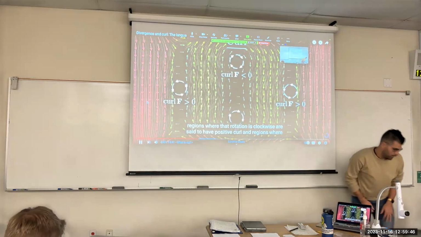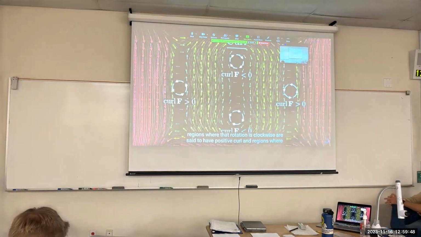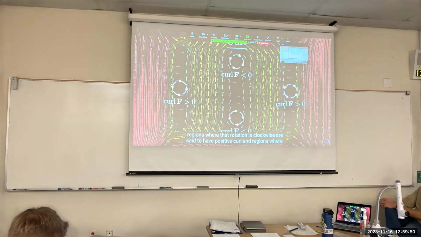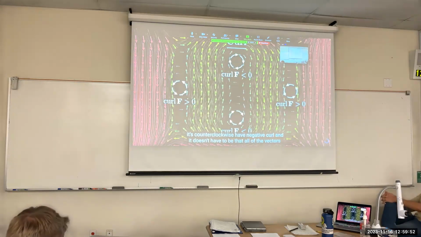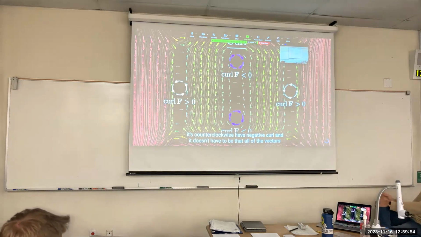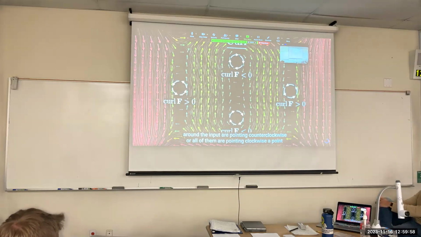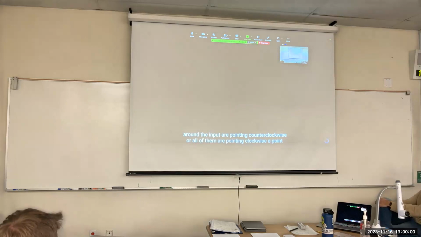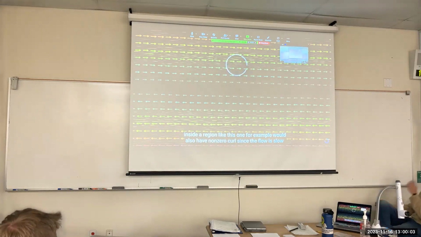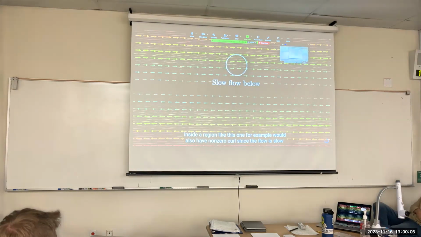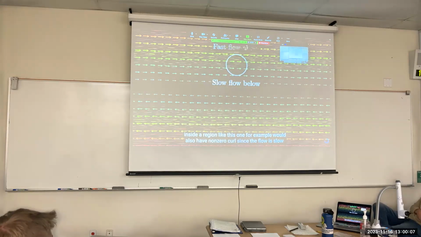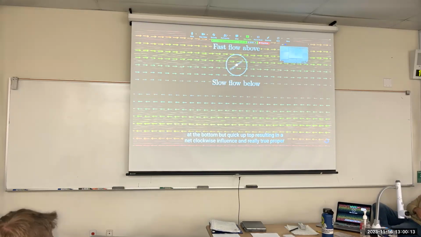Spin around. Regions where that rotation is clockwise are said to have positive curl, and regions where it's counterclockwise have negative curl. And it doesn't have to be that all of the vectors around the input are pointing counterclockwise or all of them are pointing clockwise. A point inside a region like this one, for example, would also have non-zero curl, since the flow is slow at the bottom, but quick up top, resulting in a net clockwise influence.